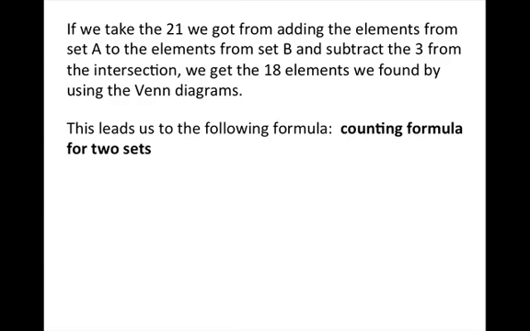This leads us to the counting formula for 2 sets, and that's the number of elements in the union is equal to the sum of the elements from each set, the number of elements in A plus the number of elements in B. But I've got to subtract the intersection. Since that intersection has been counted in A and counted as part of B, it's been counted twice, so I need to subtract it once.